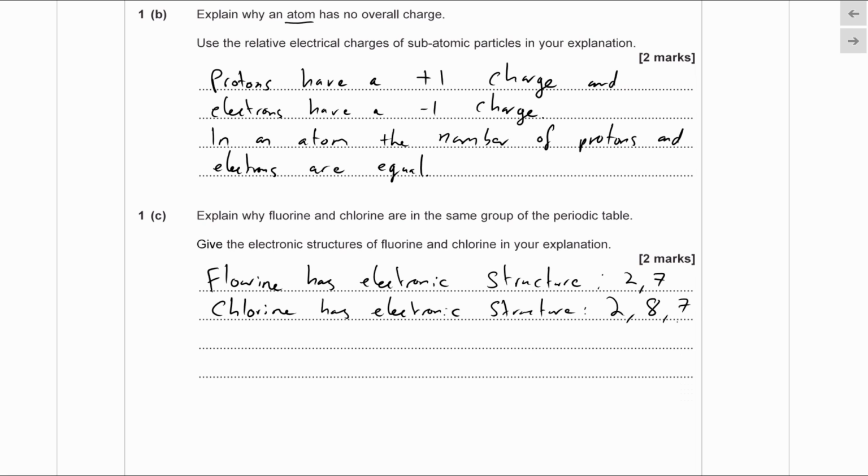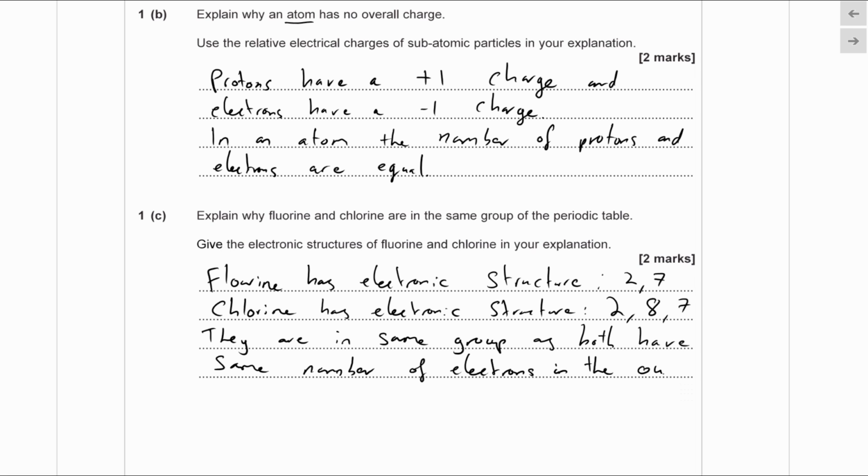So when it says why are they in the same group of the periodic table, they are in the same group because they both have the same number of electrons in the outer shell. So as both have the same number of electrons in the outer shell. Alright, outer shell or outer energy level. Alright, and that's more than enough for 2 marks.